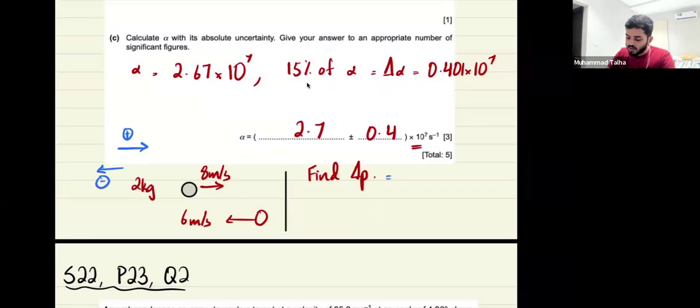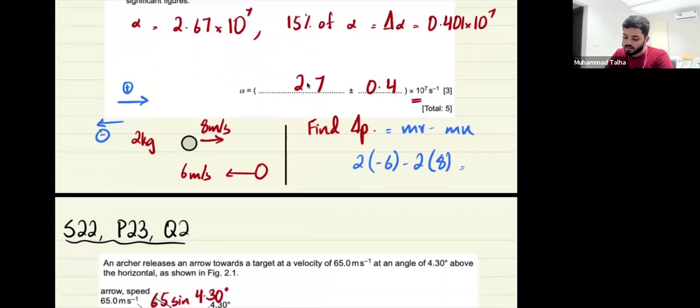So when I use mv minus mu here, obviously it would be 2 times the final velocity, which is 6. But because this is to the left, I'll take this as a negative 6 minus 2, and u was to the right, so it was positive 8. So that's how you do this. All right. So that's how this is calculated.